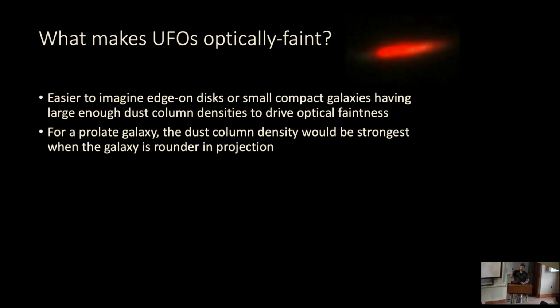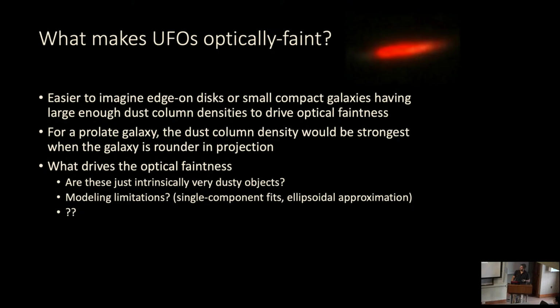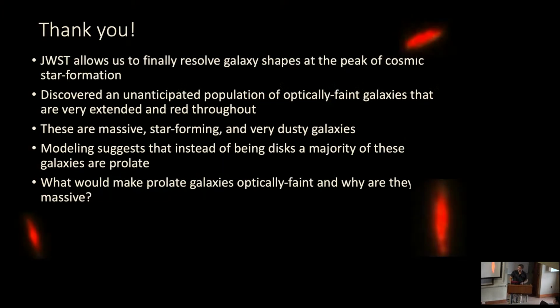You might expect, if a prolate galaxy was going to be dust obscured, you'd be looking at it this way. So what is driving this? Are they just intrinsically very dusty? Is there something wrong with our modeling? We're doing single Sérsic fits; maybe a double Sérsic fit, or something with the ellipsoidal approximation for the modeling is off. Interesting, and I'd love to hear any ideas that people might have. So yeah, thank you. That's all I have to say. Thank you.